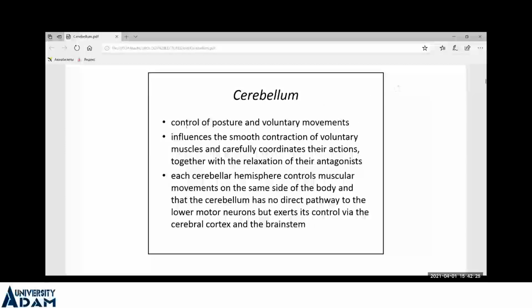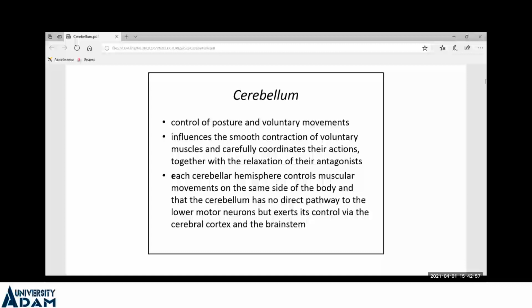Okay, so function of the cerebellum. Control of posture and voluntary movements, influences the smooth contraction of voluntary muscles and carefully coordinates their actions together with the relaxation of their antagonists. Each cerebellar hemisphere controls muscular movements on the same side of the body, and the cerebellum has no direct pathway to the lower motor neurons, but exerts control via the cerebral cortex and brainstem. So what does it mean, guys?